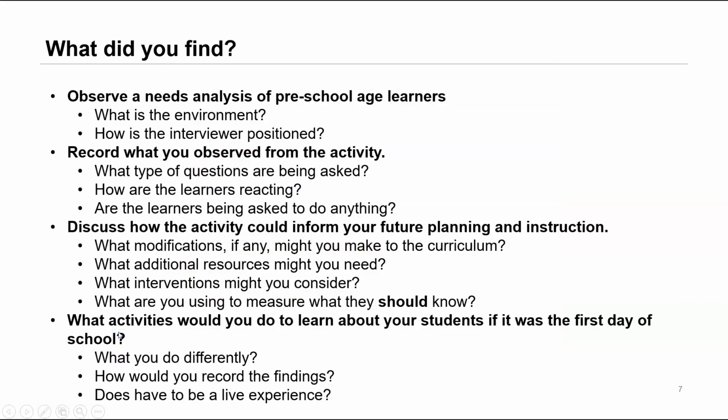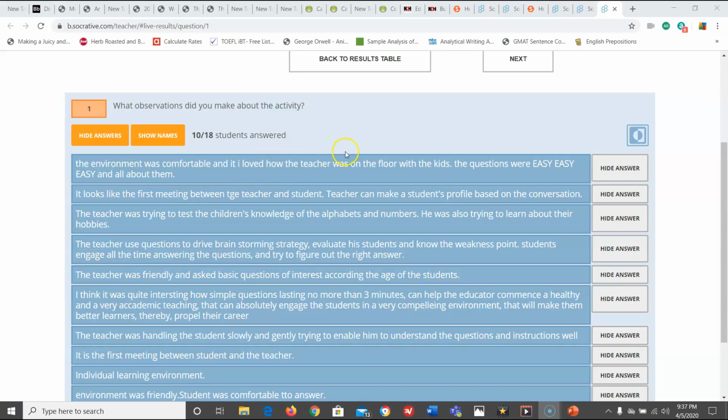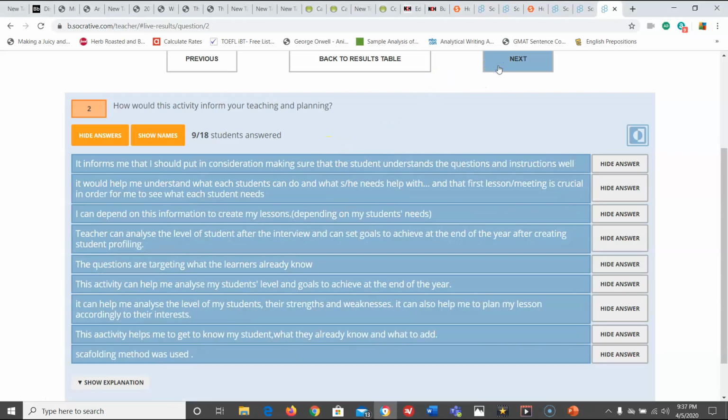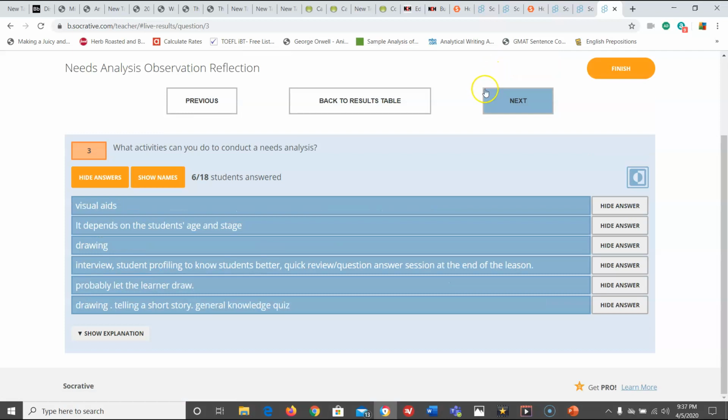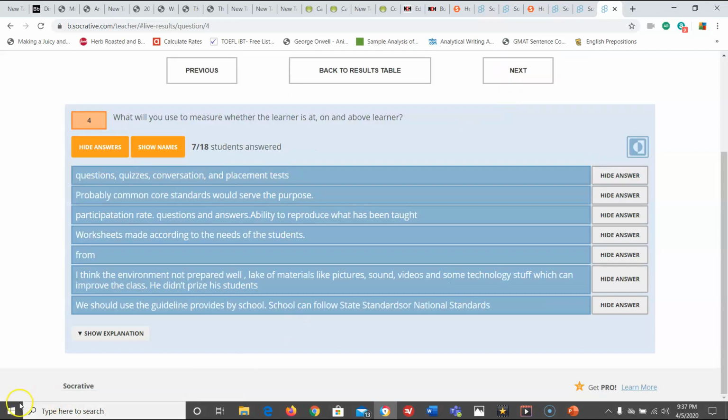Okay, so we just briefly looked at that segment of a needs analysis. What was your reflection? What were your observations based on what you just observed? We'll take a second and look at your answers on Socrative. Great responses to the different questions you had on Socrative. Thank you very much for those responses.